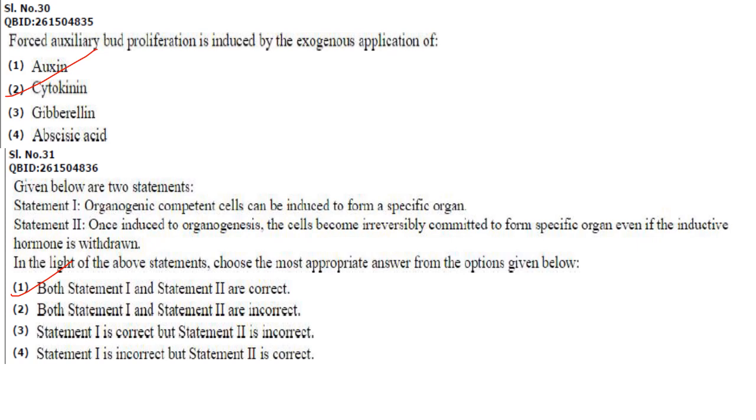The next one. Given below are two statements, 1 and 2. So statement 1 is organogenic competent cells can be induced to form a specific organ. That is correct. Once induced to organogenesis, the cells become irreversibly committed to form specific organ even if the inductive hormone is withdrawn. So both statements 1 and 2 are correct. Answer is option 1.